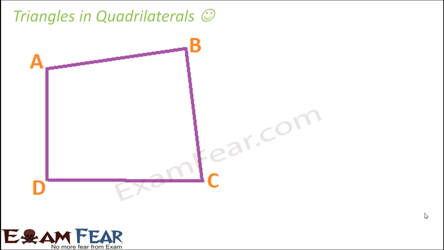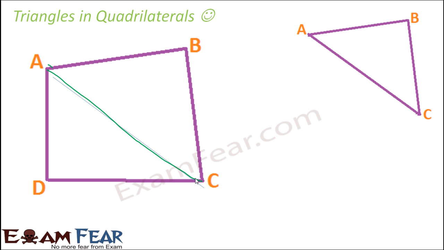Now, another interesting thing that we will observe is, have you noticed that we have triangles inside quadrilaterals? Now, you might ask how? Where do we have triangles in quadrilaterals? Right now, what do you see on the screen? On the screen, we see a quadrilateral ABCD. Now, if I ask you to draw a diagonal, you can very easily draw a diagonal. The moment you draw a diagonal, do you observe what happened?